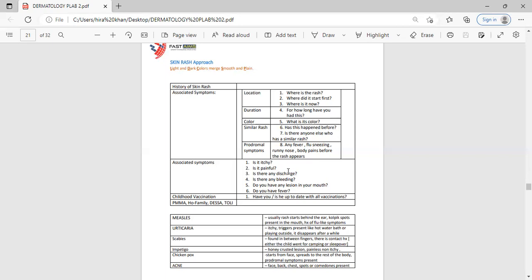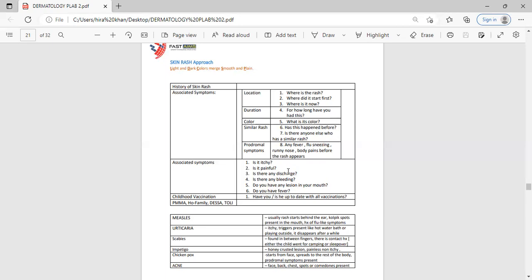So from light, location is where is the rash? When did it start first? And where is it now? For the rash, that is very important. You should know where it is now, and still, in the beginning, from where did it start? Because by asking these questions, you are going to differentiate between the different diagnoses, like between measles and chickenpox, as you know, they have a difference in the site of their appearance. Then where is it now? Then ask for the duration.